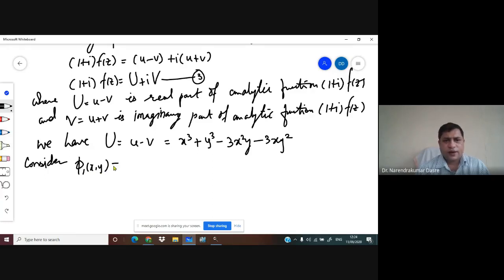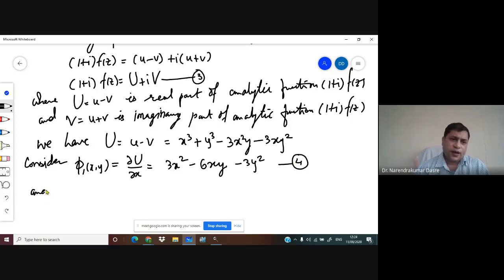where capital U is equal to u minus v, which is the real part of the analytic function (1 plus i) into f of z, and capital V is equal to u plus v, which is the imaginary part of the analytic function (1 plus i) into f of z.